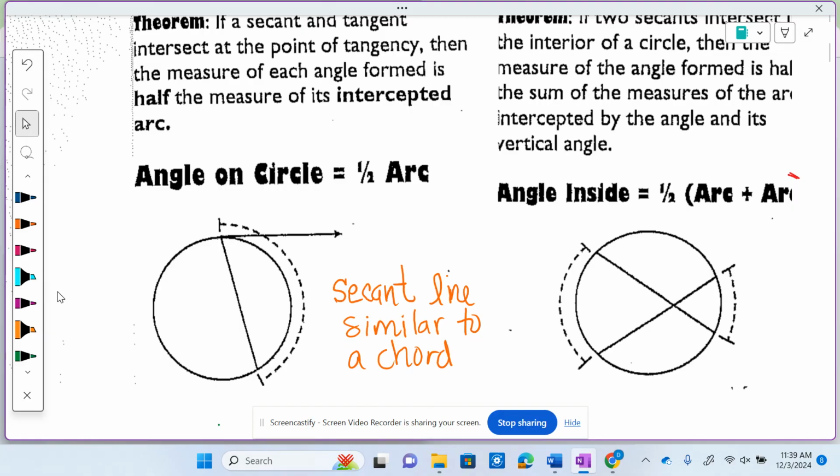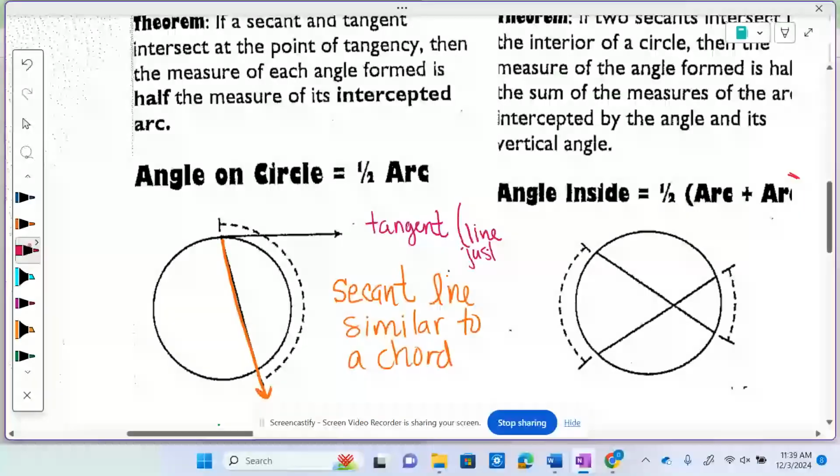Okay. All right. So this would be the secant right here. A chord is just a line segment. A secant is a line or a ray. So that means that the tangent, which is a line that just touches the edge of the circle. It just touches the edge of the circle. So this is our tangent.